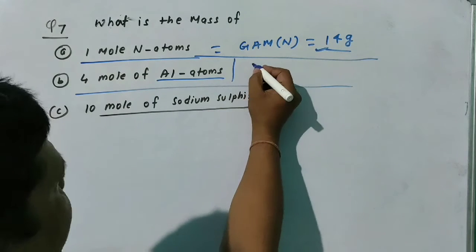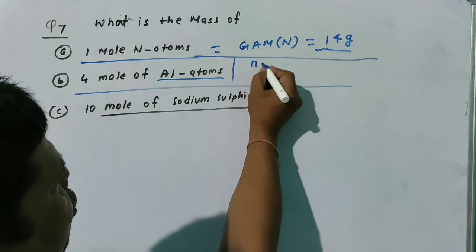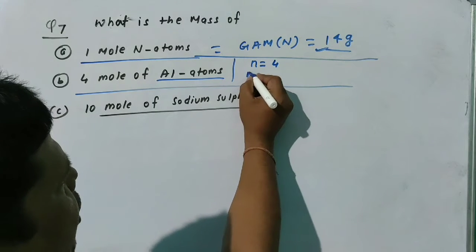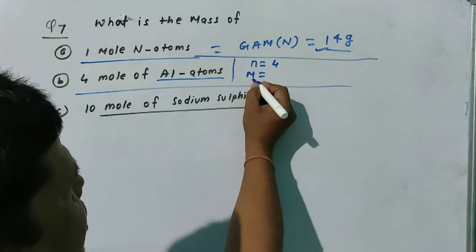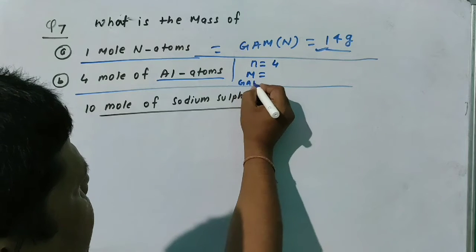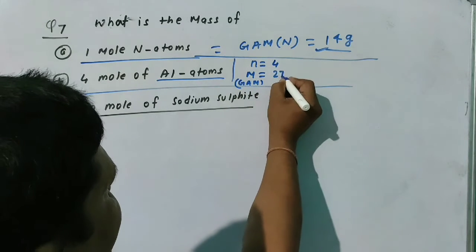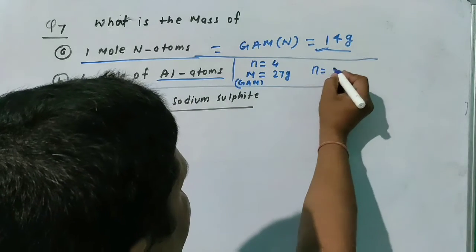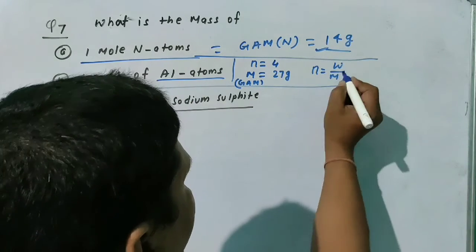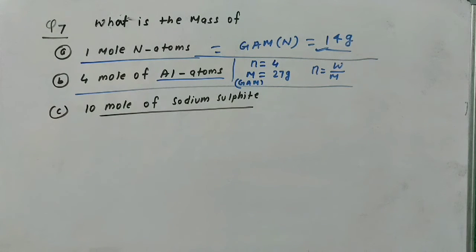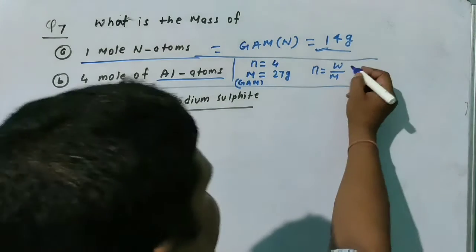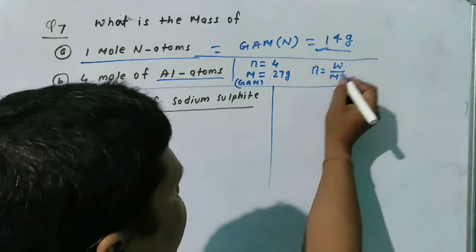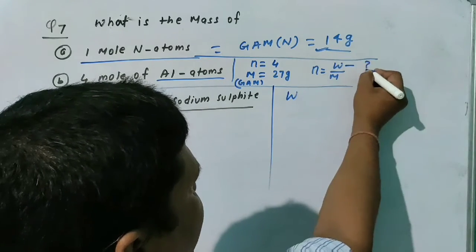B, here number of moles is equal to 4. Molecular mass means atomic mass. Gram atomic mass for aluminium is 27 gram. So we have to find mass. Number of mole is equal to given mass upon molecular mass or atomic mass, and we can calculate here given mass. We have to calculate W, that is we have to calculate mass.